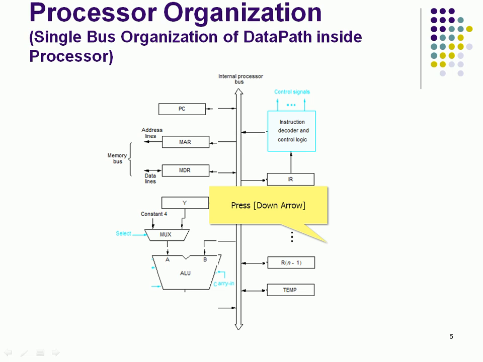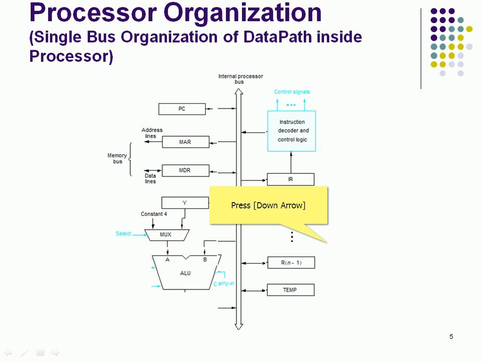And we have a multiplexer. The multiplexer will have two inputs: one is constant 4 and the other is Y. Why is it constant 4? As we discussed, the program counter advances automatically for every instruction execution. It will increment by 4 bytes if it is a 32-bit machine. If it is a 16-bit processor, it will increment by 2, and so on. Right now let's consider 32-bit, byte addressable, so constant 4 will be the advance.